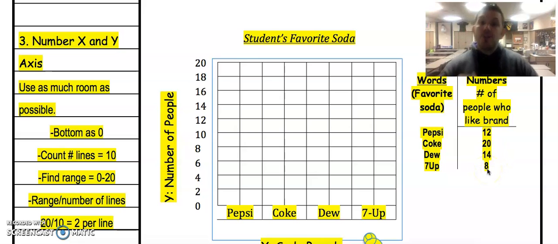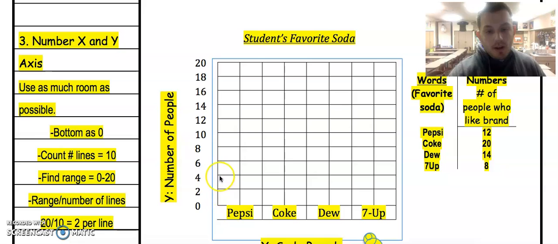And I have to tell you, numbers always go on the line here. They always line up. See how that 20 is on the line, 18's on the line? You start your number at the bottom, which is 0, when you're counting up on the y-axis. You count how many lines you have. So I go 0, 1, 2, 3, 4, 5, 6, 7, 8, 9, 10 lines.